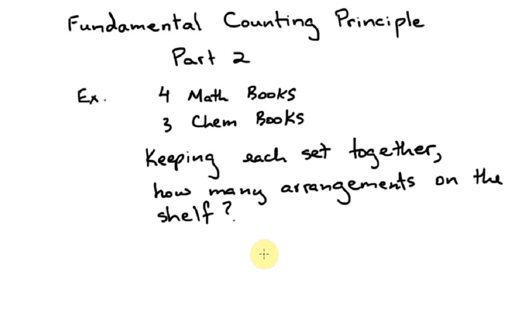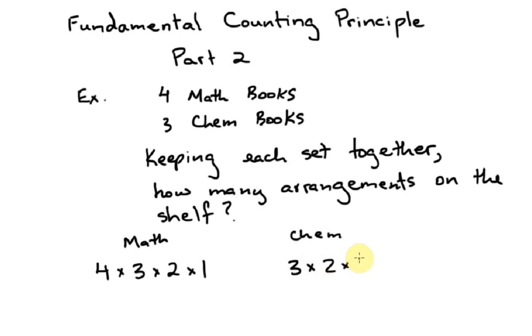So let's start off with the math books and ask, how many ways could I arrange these 4 books? Well, for the first book, there would be 4 choices. And then for the second spot, there would only be 3 books to choose from. And then the third spot, there would be 2 books to choose from. And finally, there's only 1 book remaining. Then you have to arrange your chem books. So there are 3 possible ways to choose your first chem book, and then 2, and then 1.